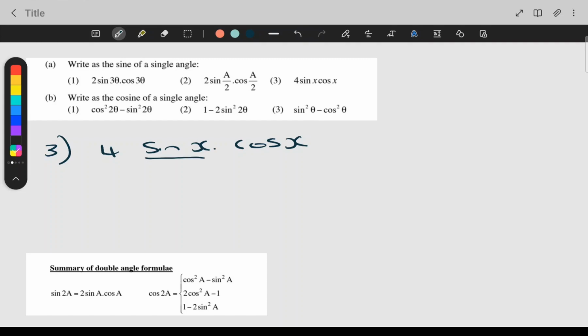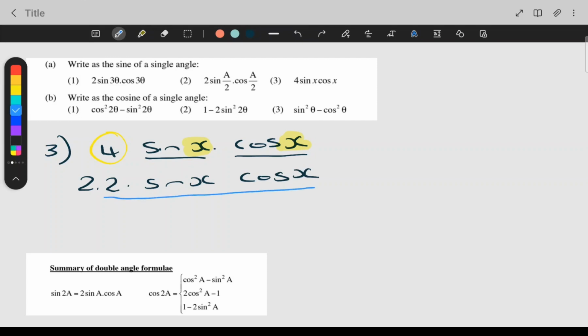Now, I have a sine and a cos of the same angle. So I can highlight the angle, but the problem is I have a 4. It's not supposed to be 4. It's supposed to be 2. So I'm going to rewrite 4 as 2 times 2 times sine x cos x. So can you see, grade 12s? There is your double angle.